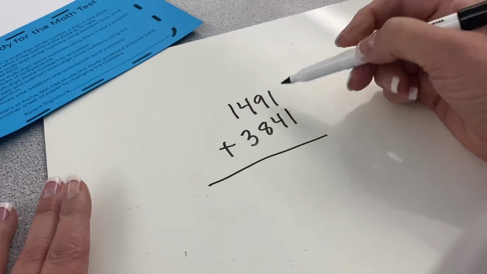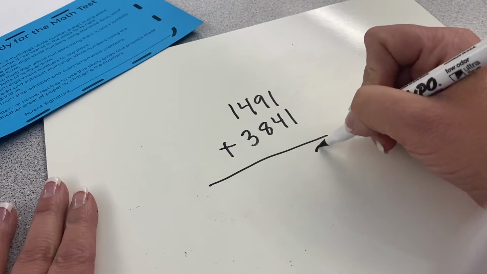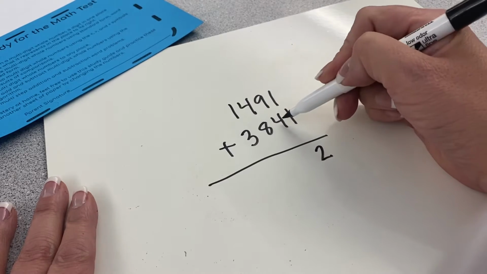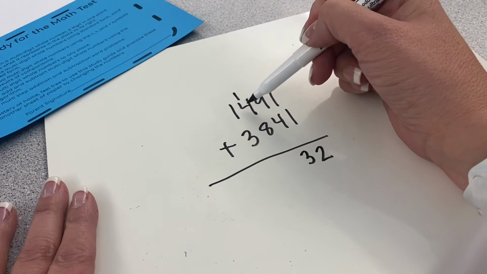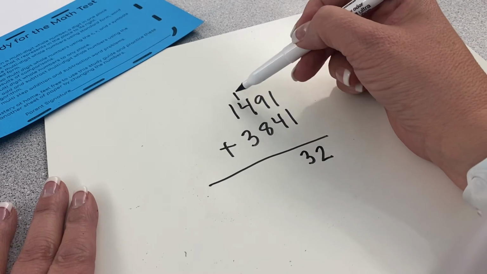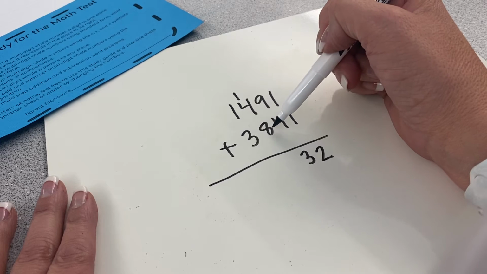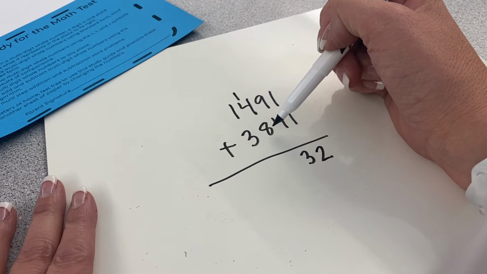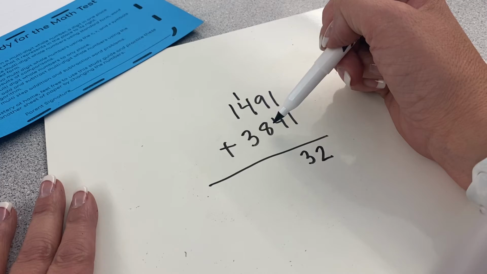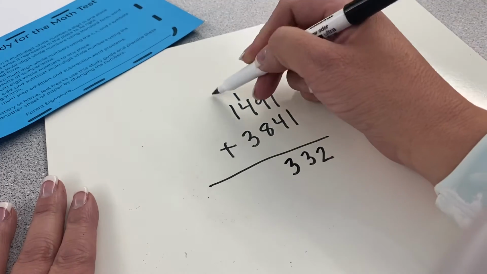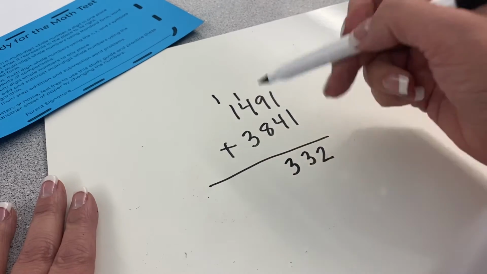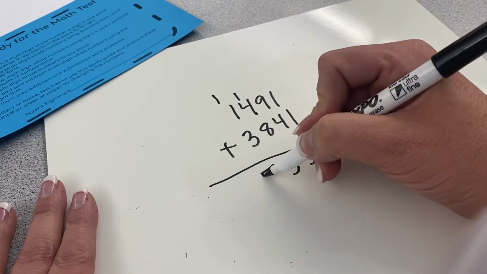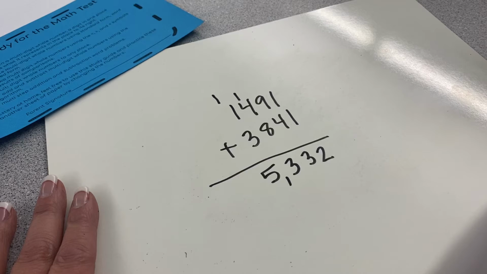Okay, here we go. 1 plus 1 is 2. 9 plus 4 is 13. Carry the 1. 4 plus 1 is 5, plus 8. Give you a second. 13. And 5 plus 2. I'm sorry, 3 plus 2. In my brain, I already added it up. And then don't forget that comma.